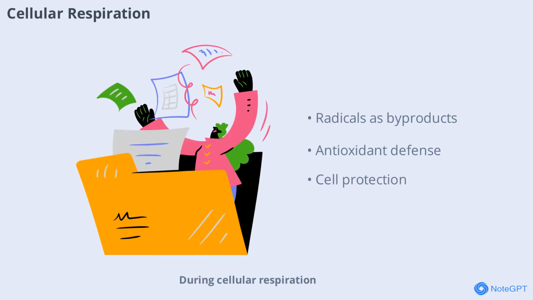During cellular respiration, radicals are produced as byproducts when cells generate energy. These radicals, such as superoxide, can be harmful if not controlled. Cells have evolved antioxidant systems to neutralize these radicals and protect themselves from damage. This balance is crucial for healthy cell function.